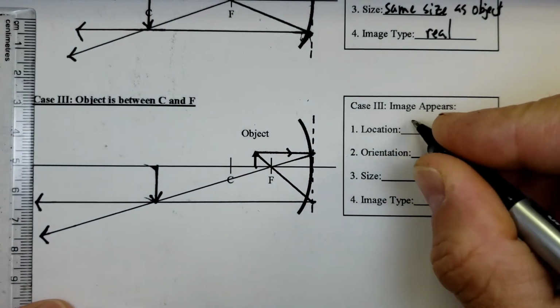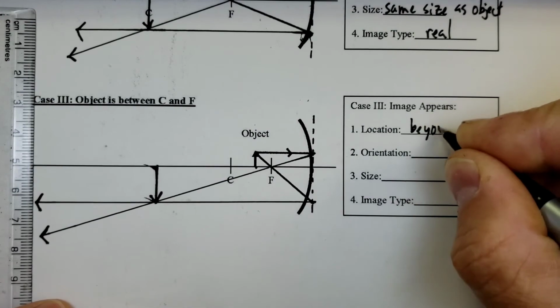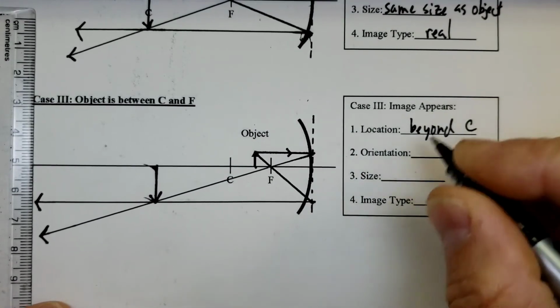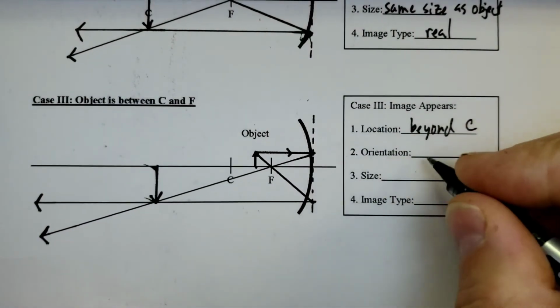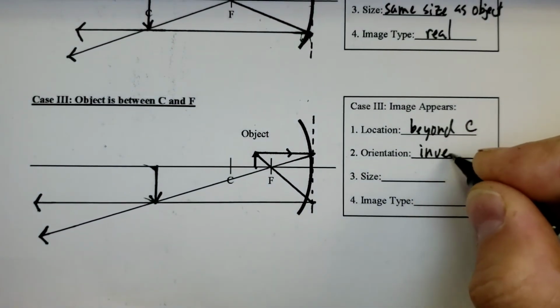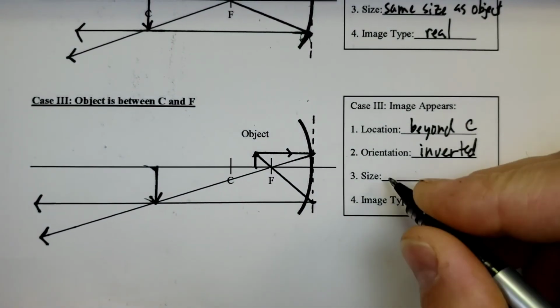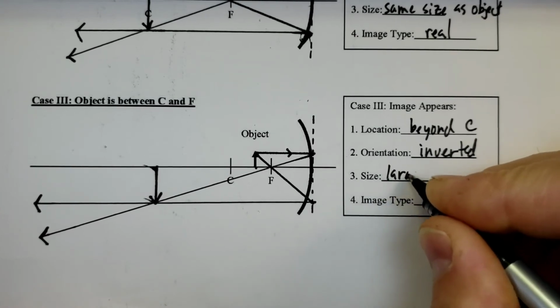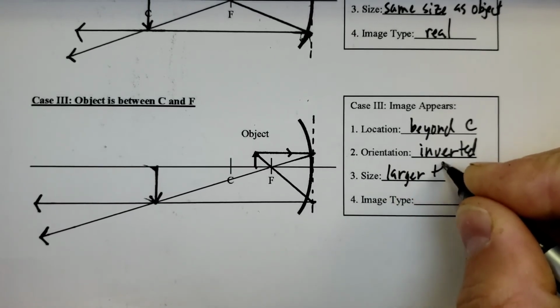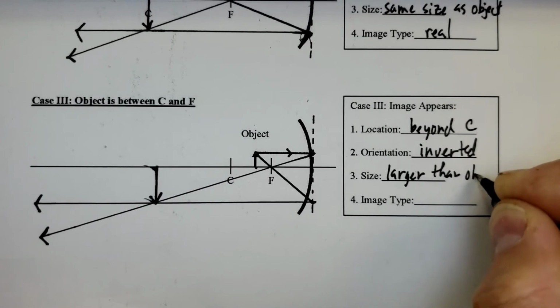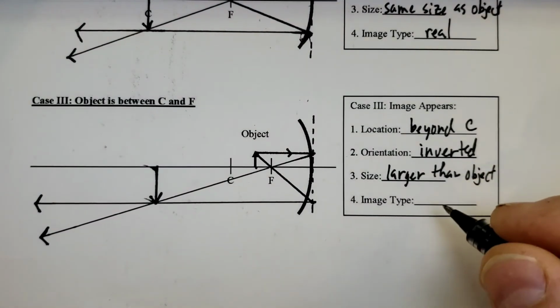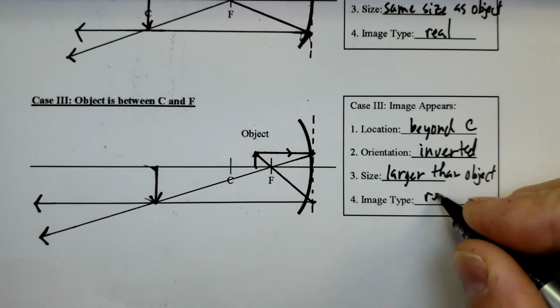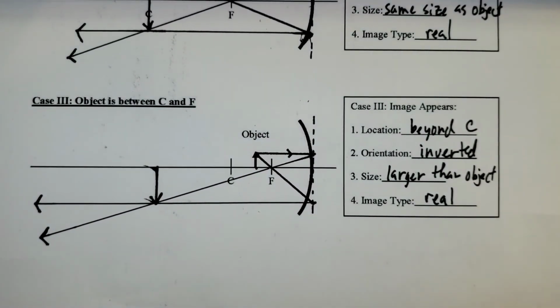So location, it is beyond C, not to be confused with Beyonce. Orientation, inverted. Size, yeah, it's larger than object. And the image type, it is real. Okay, so that's what happens.